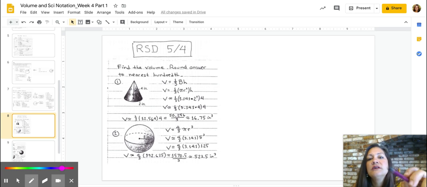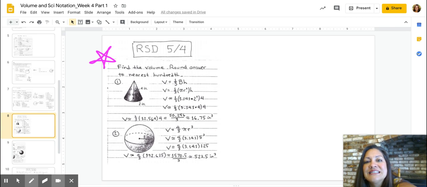All right, so find the volume. Round the answer to the nearest hundredth. So that lets me know to use my calculator, and I'm going to round my answer to the nearest hundredth. Okay, so number 1, and of course these 2 are done for us, but it's good practice, right? I always made you put this on your paper because it's good practice just to copy a correct way to do something. Okay, perfect practice makes perfect.